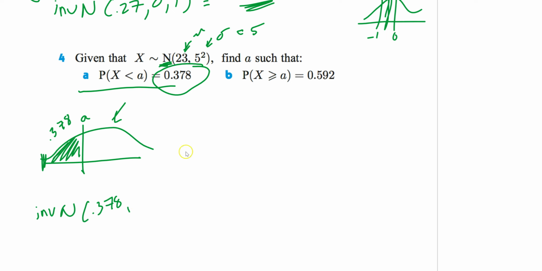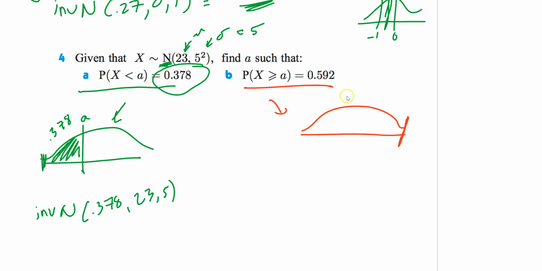0.378. They give me all the stuff I need. 23 and 5. I'll save the time of plugging it in. That's fine. Then we look at this side. They gave me greater than. More work. If I draw it, remember greater than starts on the right hand side. Halfway is around 0.5. I'm actually a little bit past it, so I'm like over here somewhere. All of that is 0.592. And this is my a.